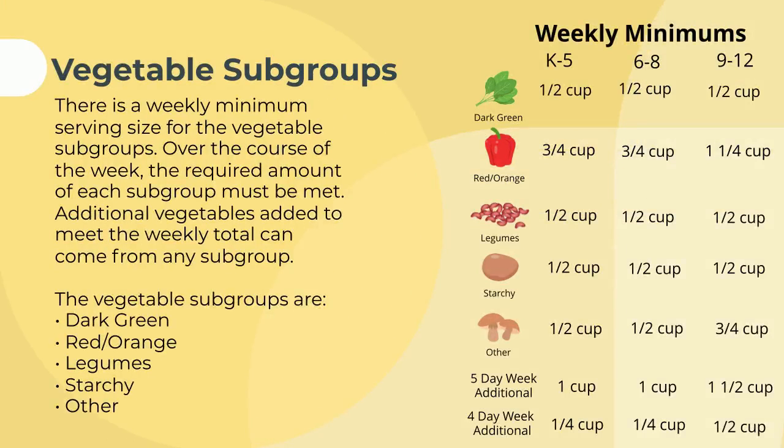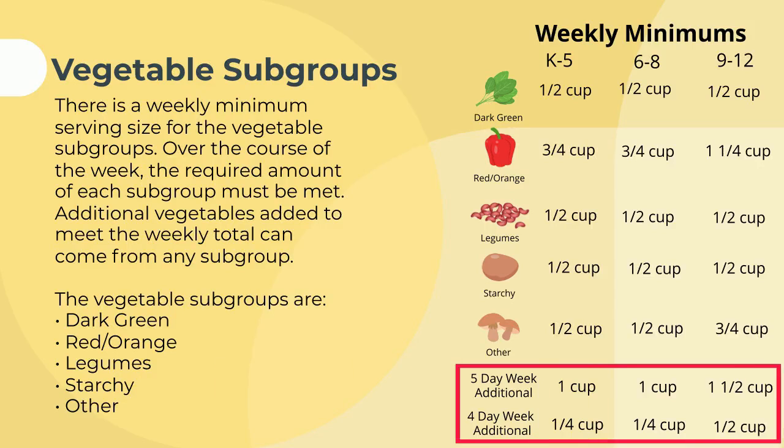The vegetable component is made up of subgroups. There is a weekly minimum serving size for each of the vegetable subgroups. The required amount for each subgroup must be met over the course of the week. Additional vegetables added to meet the overall minimum weekly total can come from any subgroup. The vegetable subgroups are dark green, red-orange, legumes, starchy, and other.